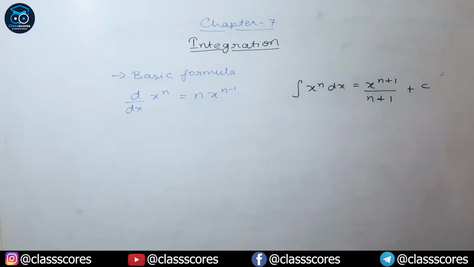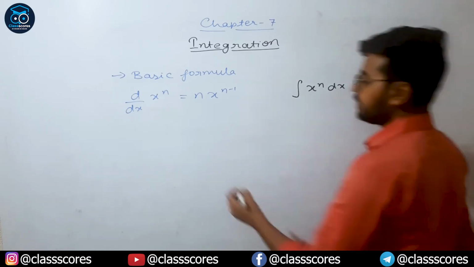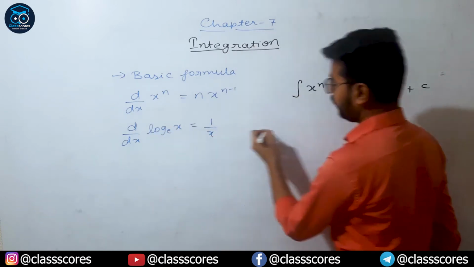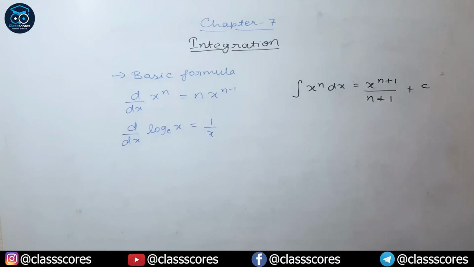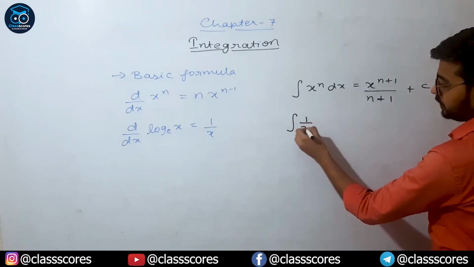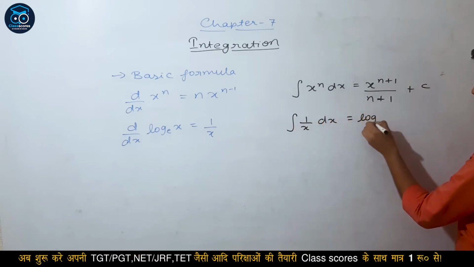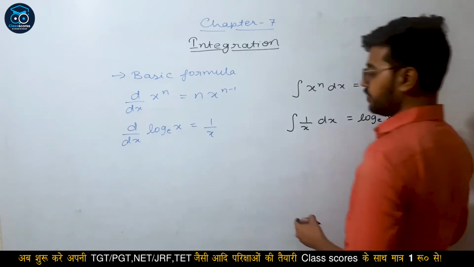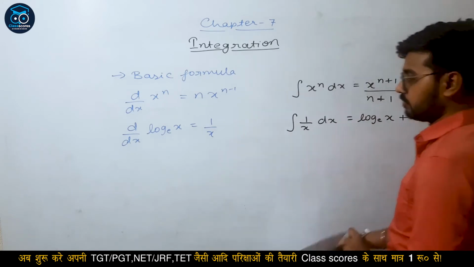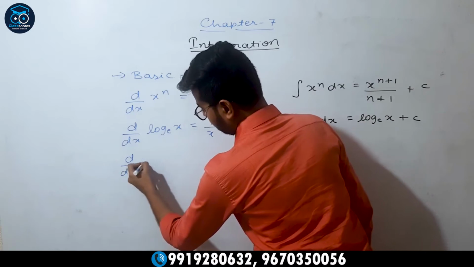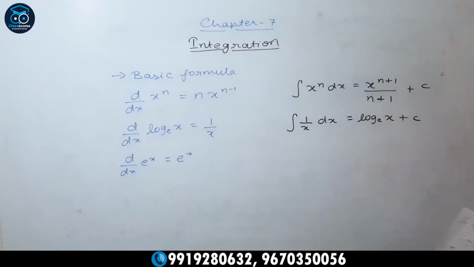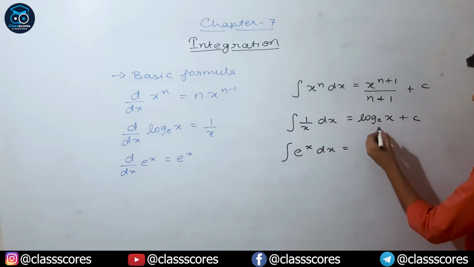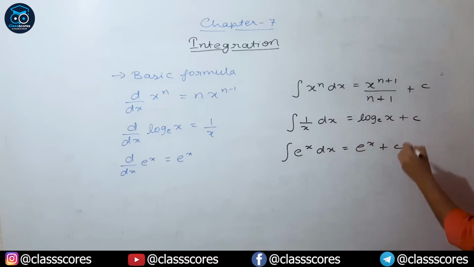Now, write down the next formulas. We know very well the derivative of log x is 1 upon x. So if we integrate 1 upon x dx, we get log x plus c. Clear? The differentiation of e to the power x is e to the power x. So when we integrate e to the power x, we get e to the power x plus c.